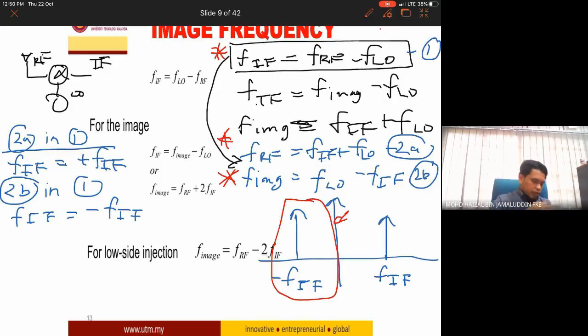Okay, the next topic is the signal to noise ratio: the wanted signal power level to the unwanted noise power level. This is what we call the SNR that I have explained before.